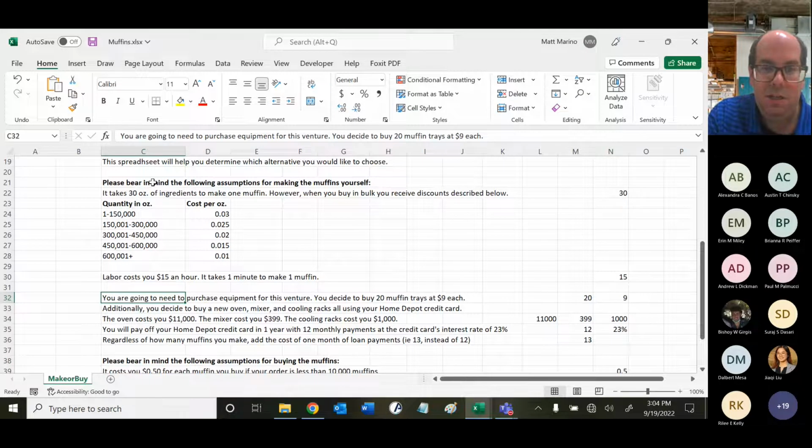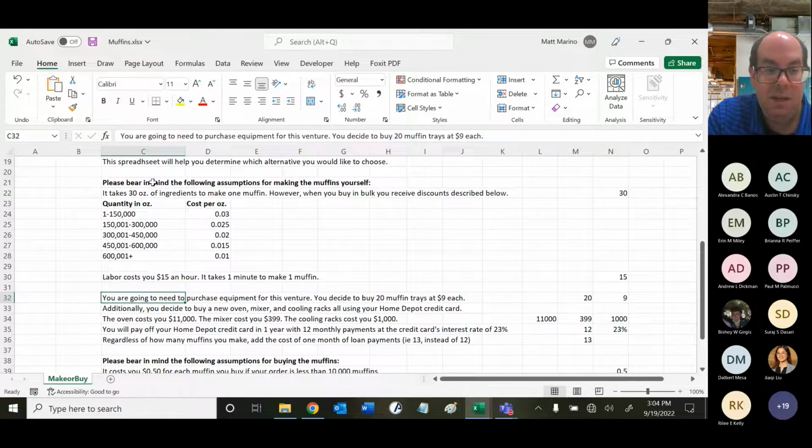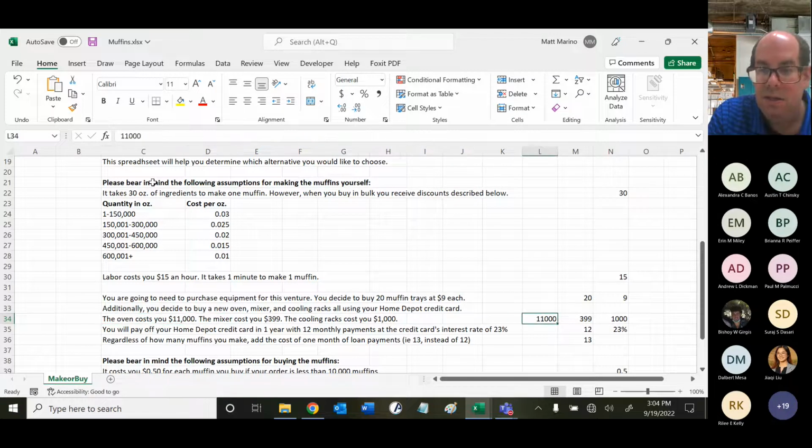You're going to need to purchase equipment for this venture. You decide to buy 20 muffin trays at $9 each. So here's our 20, here's our 9. We'll use that when we get to our payment function. Additionally, you decide to buy a new oven, mixer, and cooling racks, all using your Home Depot credit card. The oven costs $11,000, the mixer costs $399, the cooling racks cost you $1,000. So $11,000, $399, $1,000.